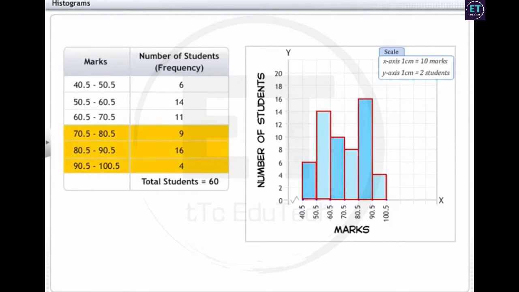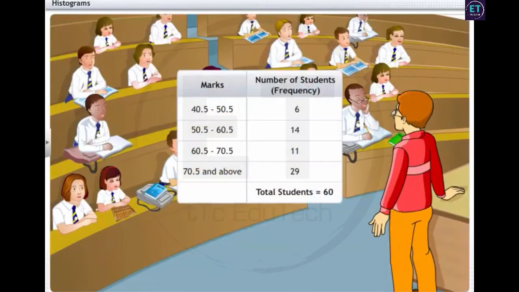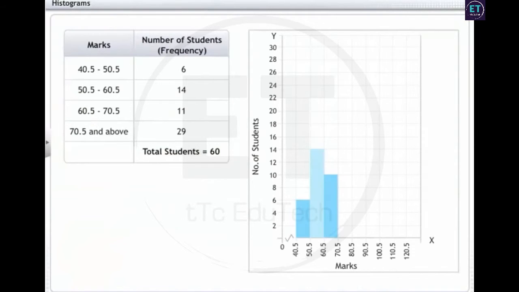Now the school has decided to give honor certificates to all the students who scored above 70.5 in the Maths Olympiad. To show how many students scored the required marks, the data table was modified as shown here. Let us see how a histogram representing this data looks like.